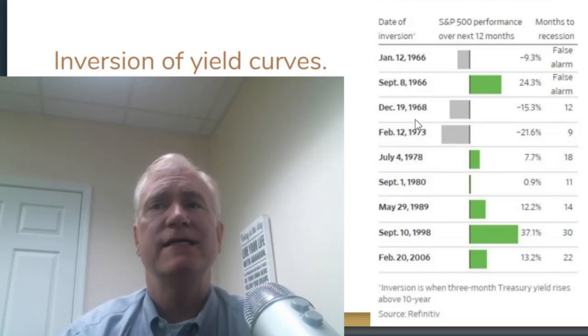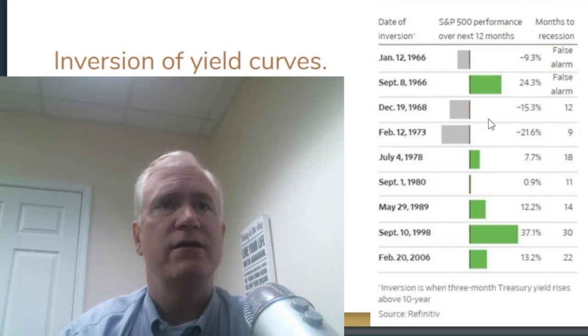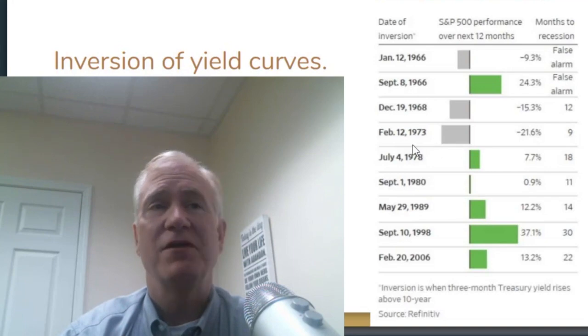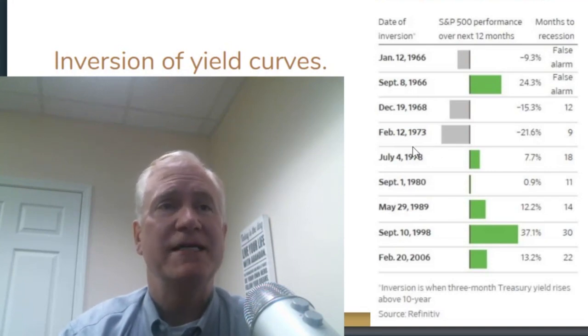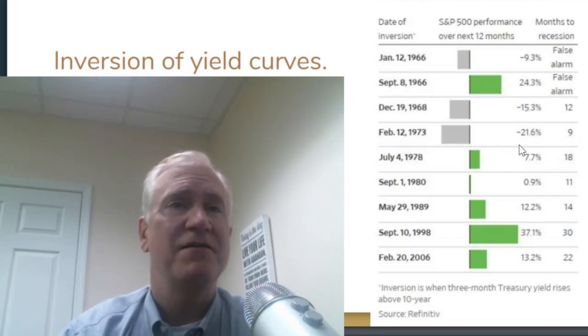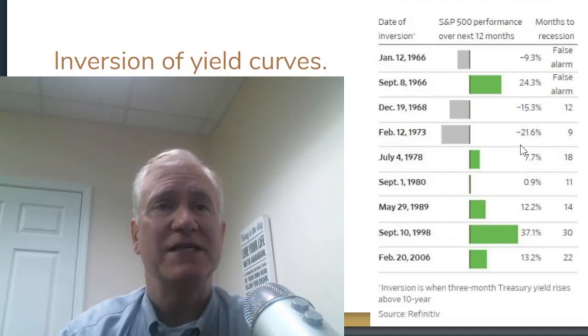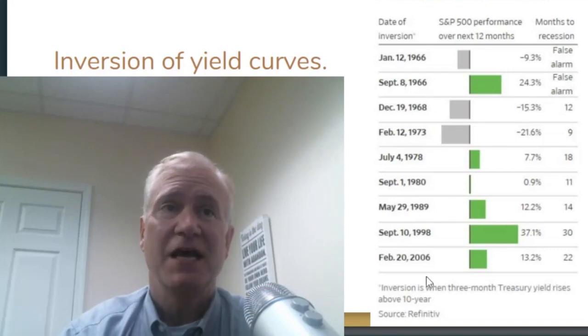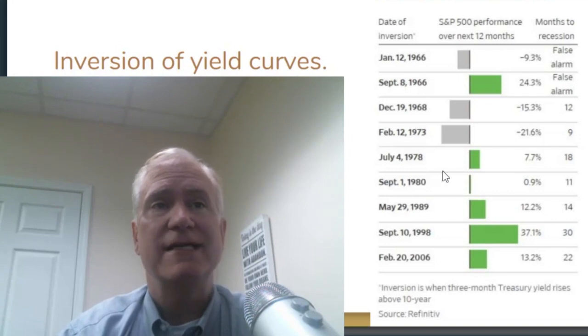December 19th, 1968. What we see here is a negative stock market return, double digit. We see a recession within 12 months. Boy, that really fits. February 1973, again, negative 21.6% return, and the recession showed up 9 months later. If all of them look like this, I would say, okay, it's only 9, but it sure is scary.